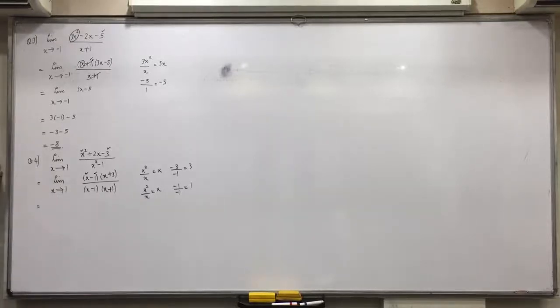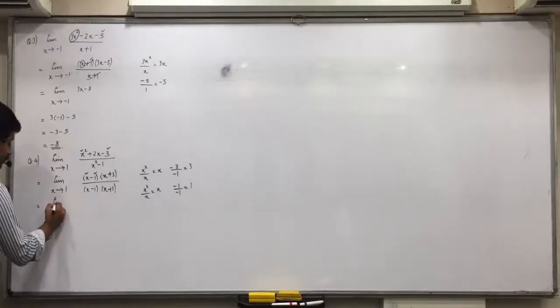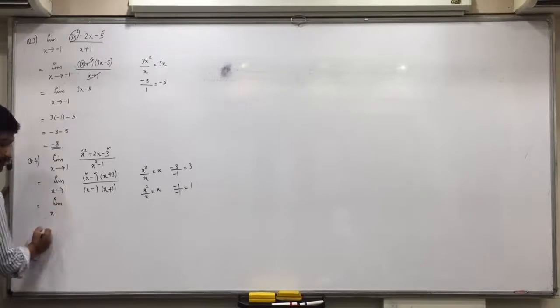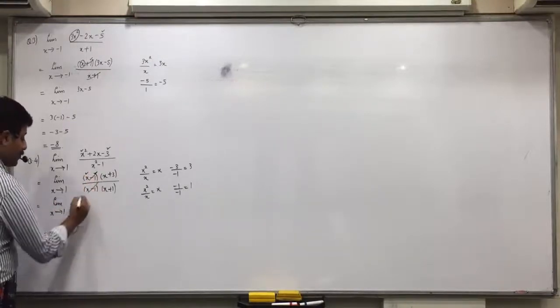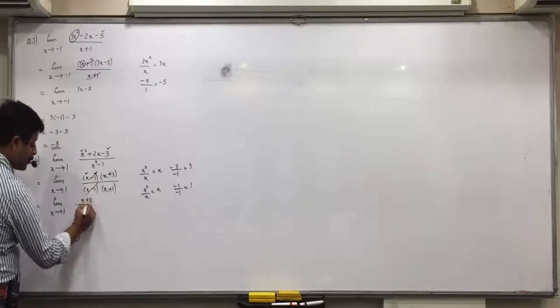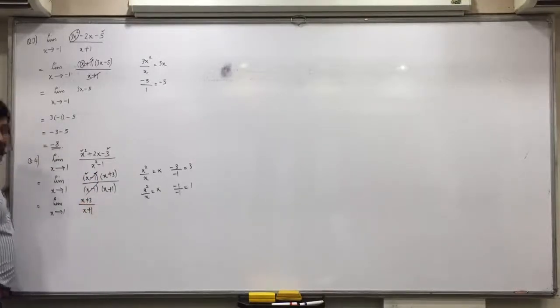Limit x tends to 1, x minus 1 into x plus 3 upon x minus 1 into x plus 1. x minus 1 will get cancelled, so x plus 3 upon x plus 1.